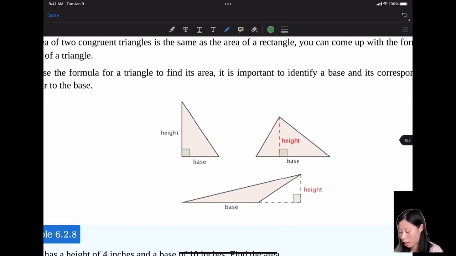So sometimes the height is a side of a triangle. That usually happens when it comes to a right triangle. When it comes to an acute triangle, the height is inside of the triangle. However, when it comes to an obtuse triangle, the height usually is outside of the triangle.